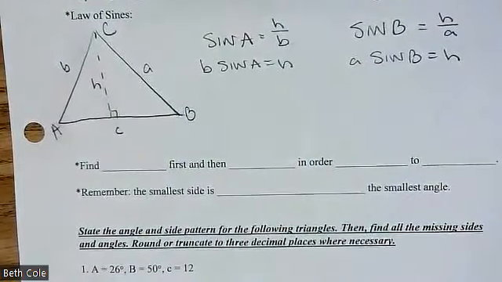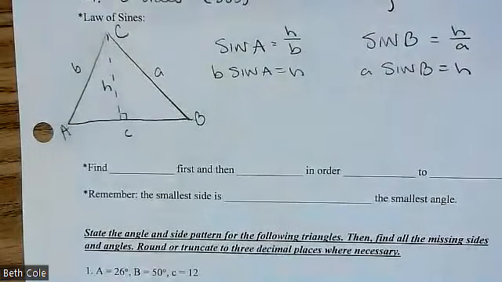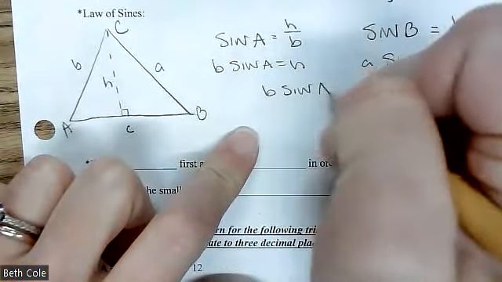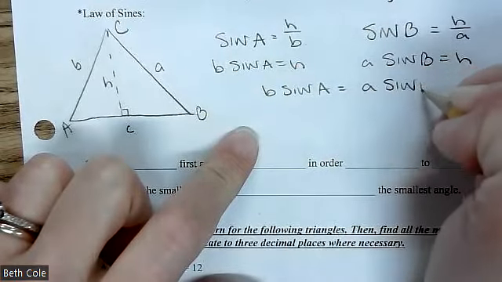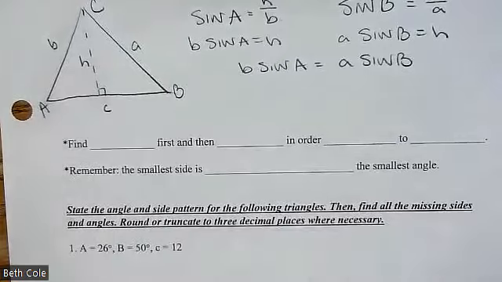Why did I get H by itself in both of them? Well, if this is H and that's H, then they are equal. So we're going to set these two things equal. And then last step, what I want to do is get all the a's on one side and all the b's on the other side.